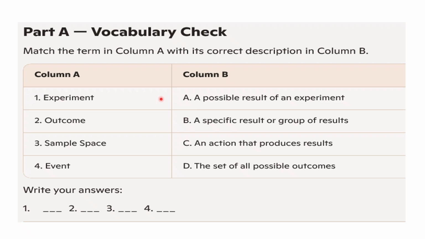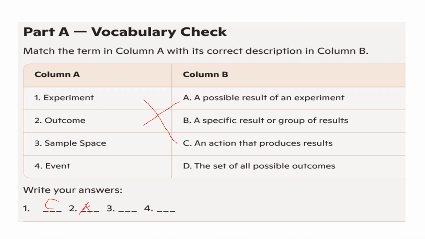Okay. So experiment is what? Experiment is an action that produces results. So this is experiment. So one is C. Outcome is the what? The possible result of the experiment. So that's letter A.